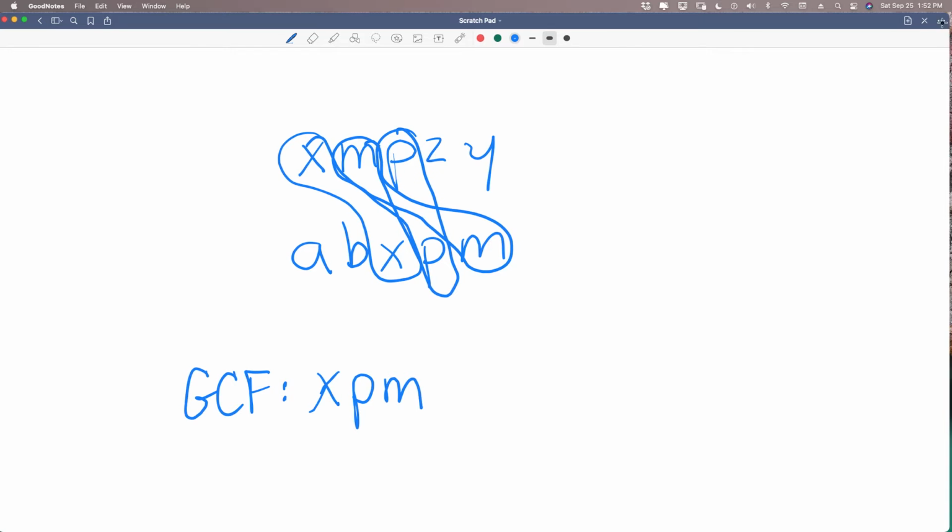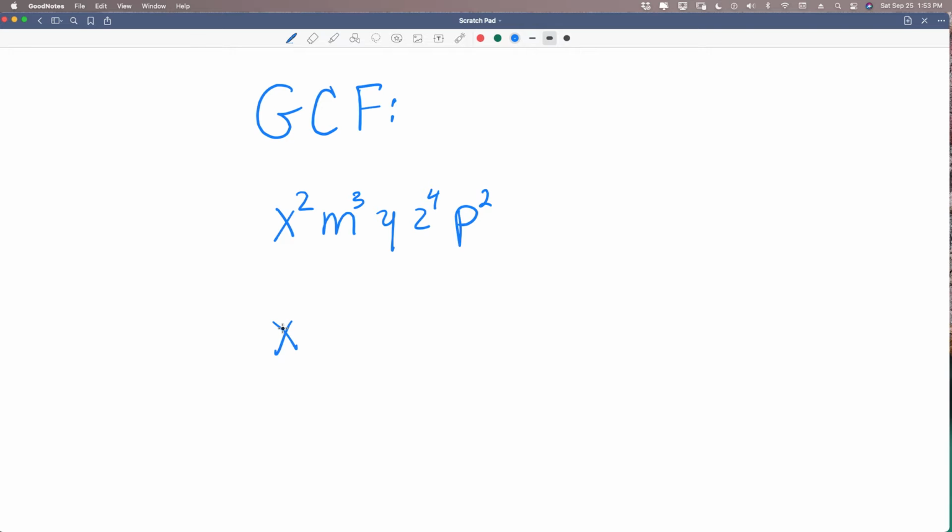Let's try another one. We want to find the greatest common factor for these two terms. We have x squared, m cubed, y, z to the fourth, p squared. And now we're going to do another term, x to the 4, m, y squared, p, and then a squared.